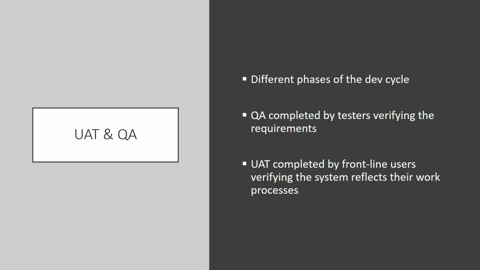User acceptance testing, or UAT, is not the same as quality assurance, or QA. Both are different phases of the development cycle. QA is conducted by a team of testers tasked with ensuring that the system is not breaking, that there aren't any bugs preventing the functionalities and workflows of the system, and that the system is functioning as per the business requirements. UAT, on the other hand, are frontline users, who are those that are interacting with the system on a regular basis to check and ensure that the system accurately reflects their work processes and addresses problems it was meant to address.